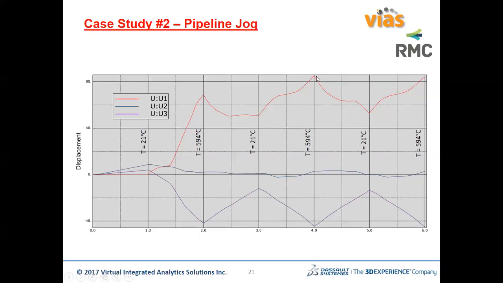And then when the temperature was removed, it was farther away from its previous position. And this went on until it reached a stable position, which was pretty much about 150 millimeters away from its original position, which led this pipeline to have a contact against its neighbor.